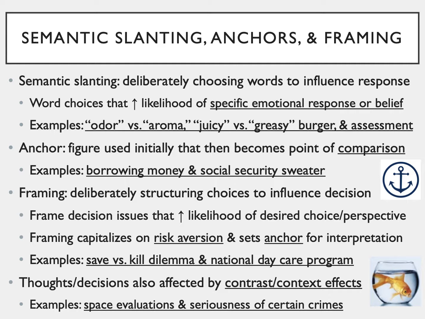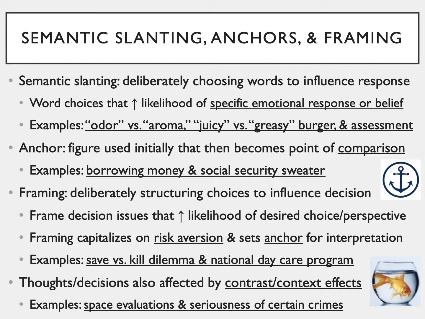One, 200 people will be saved. Two, a 1/3 probability that 600 people will be saved, and a 2/3 probability that no one will be saved. Three, 400 people will die. And four, a 1/3 probability that nobody will die, and a 2/3 probability that 600 people will die. When they gave this problem to college students, they only gave them two options at a time.